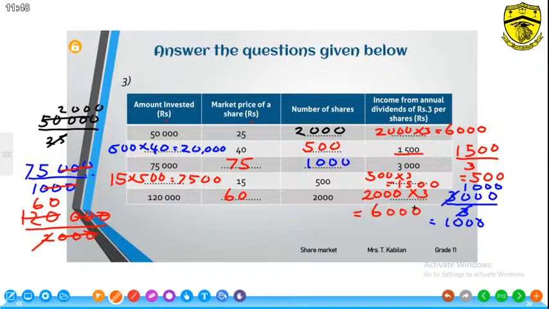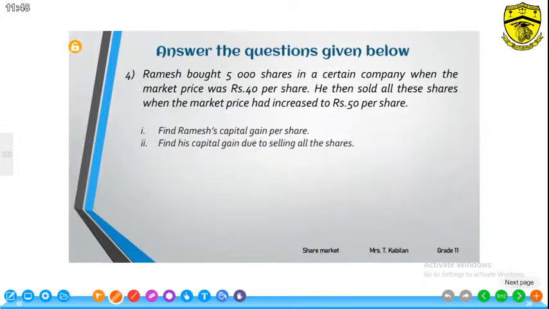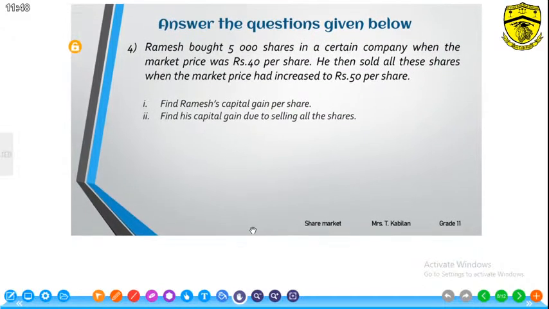Right? Okay. Please memorize the formula to find the invested amount and the dividend, students. Invested amount can be calculated by multiplying the number of shares by the market price per share, and the dividend amount or income can be calculated by multiplying the number of shares by dividend per share. Right? Okay. Now go through question number 4.